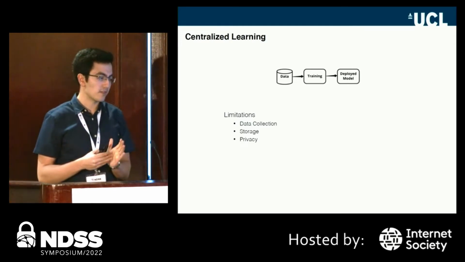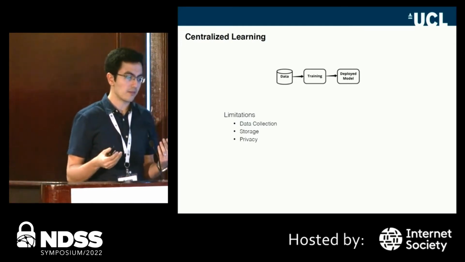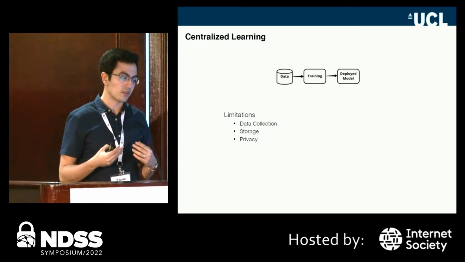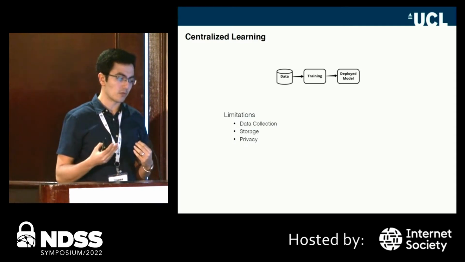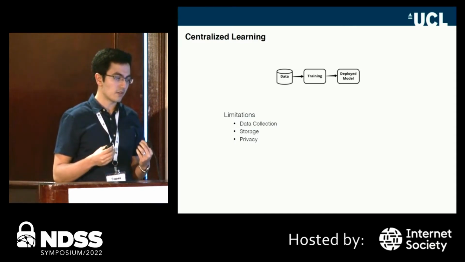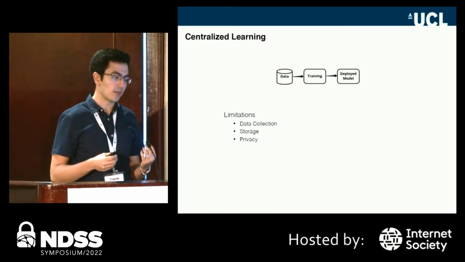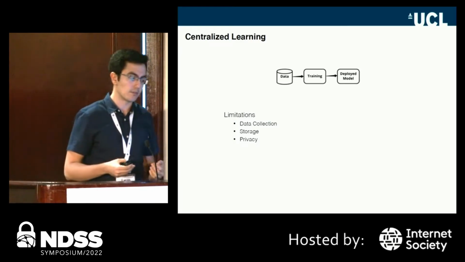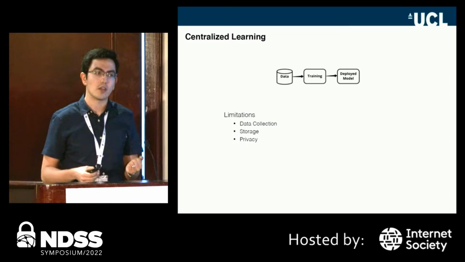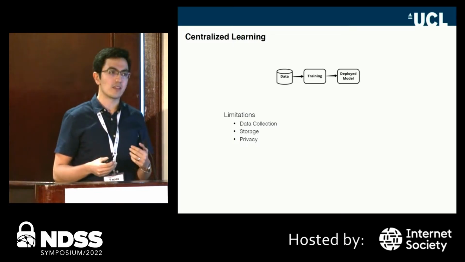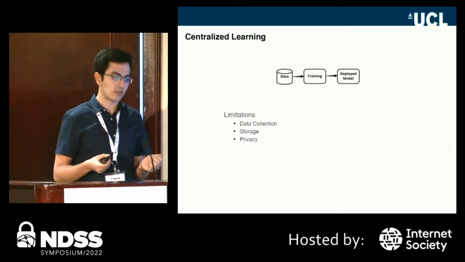In centralized learning, we have the data, we train our model on the data, and then we deploy the model. However, in such an approach, we have some limitations like data collection, storage, or privacy, in a way that we have direct access to the data.